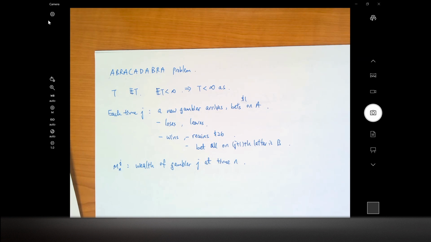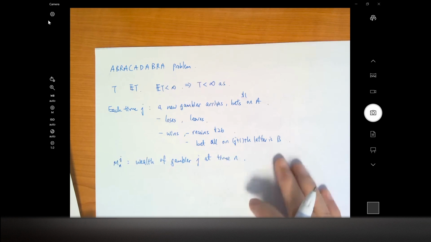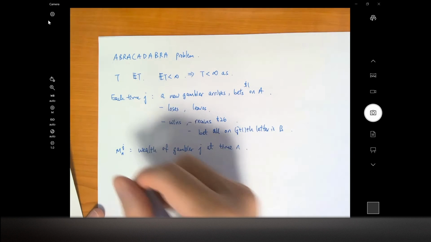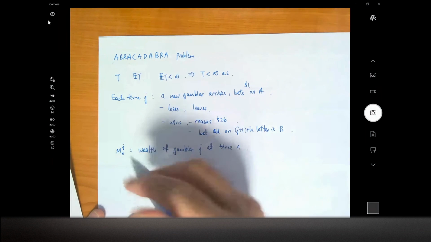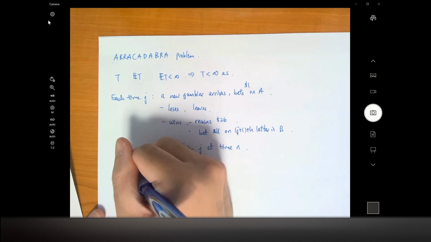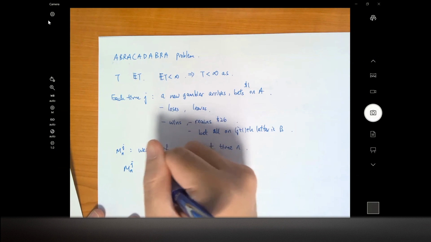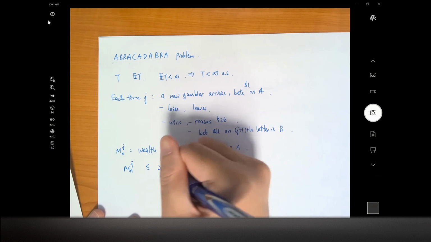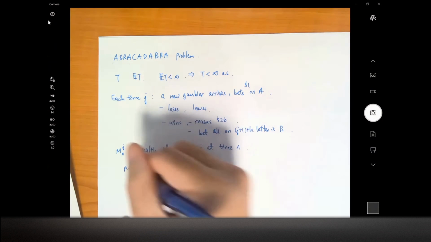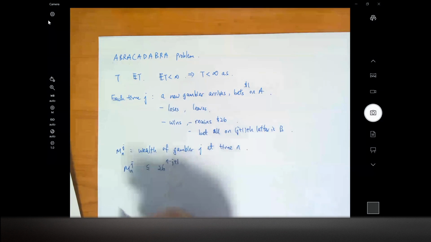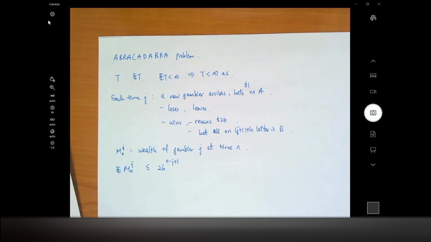So this wealth, if the gambler leaves, that means this wealth will be zero. I will set it to be zero. If he wins, then it will keep increasing. The maximum possible value is when he bets the whole sequence correctly, so every time he wins. So it's bounded by 26 to the power n minus j plus 1. Of course, this is true almost surely, so the expectation is also true.